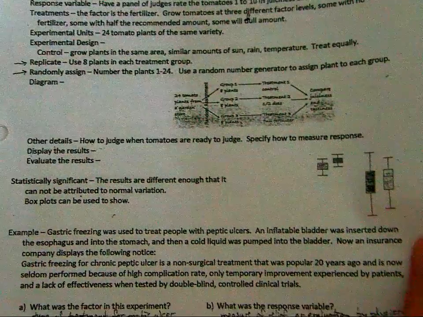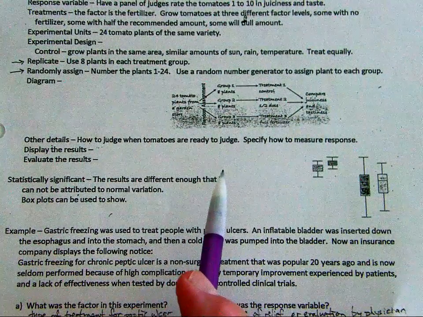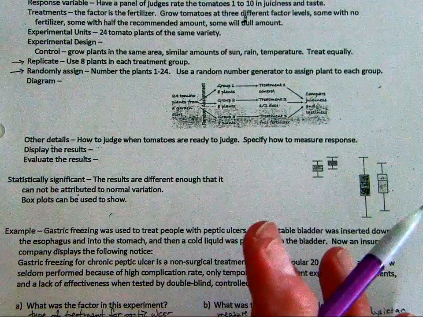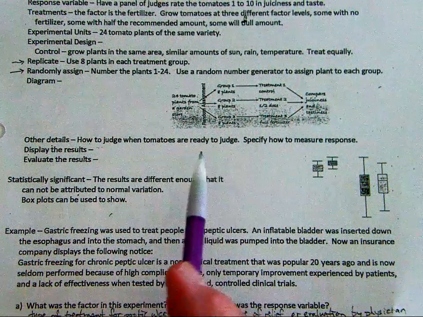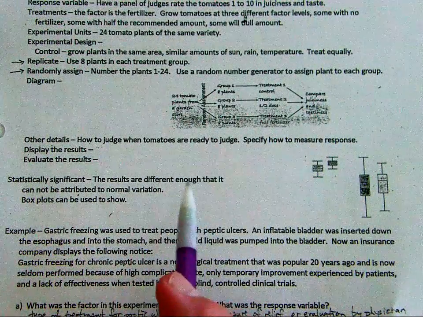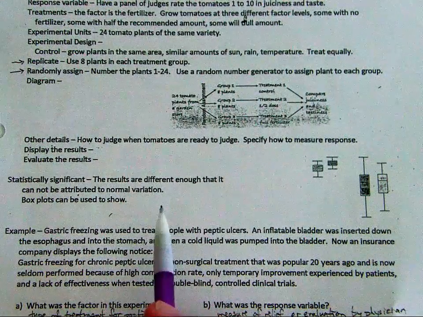You're going to have to consider some other things like how do you know when the tomatoes are ready to judge? Is it a certain size? Is it a certain color? Whatever. You need to specify that so that they're all tested at the same time. You need to display the results. So you need to put them out so you can see them, get an idea, display them in some way where you can find some evaluation of them, then evaluate your results.